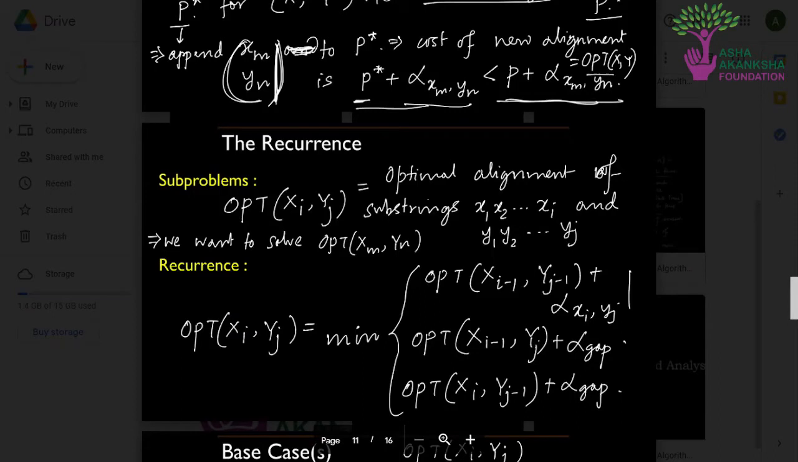Now let us consider the recurrence. Let us consider the subproblems overall. We have opt xi comma yi, where xi is the ith index in the original string x, and yi is the ith index in the original string y, and opt xi comma yi is an optimal alignment of substrings x1 to xi and y1 to yi. Remember that this opt xi comma yi is a function that gives us an alignment, that is an arrangement, and it takes two inputs xi and yi, which are subparts of the original strings capital X and capital Y.